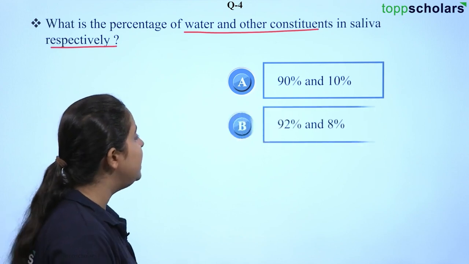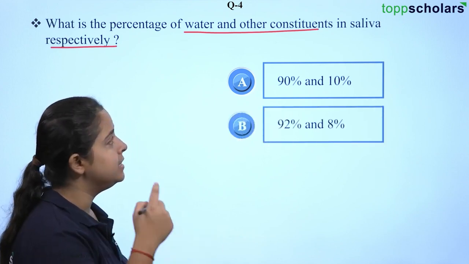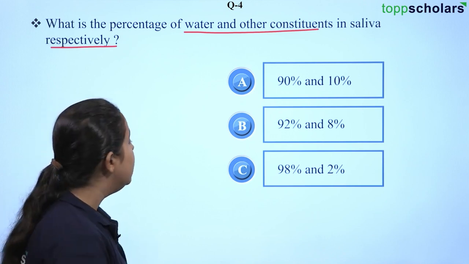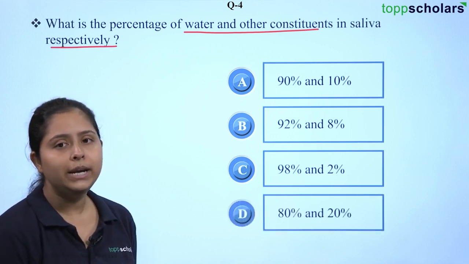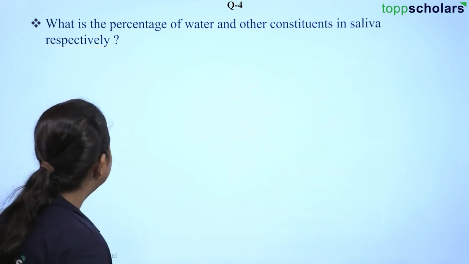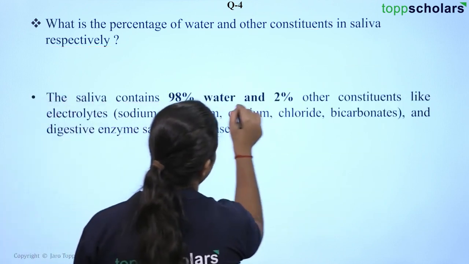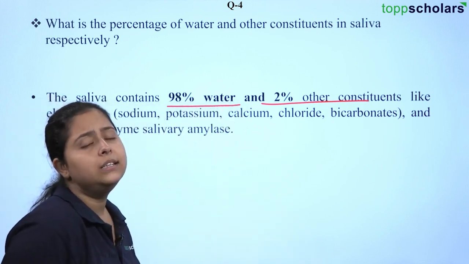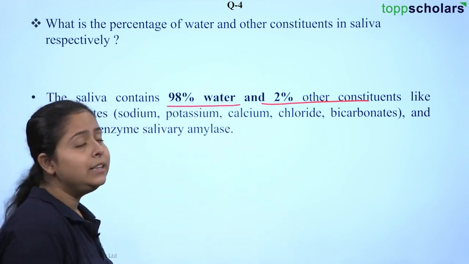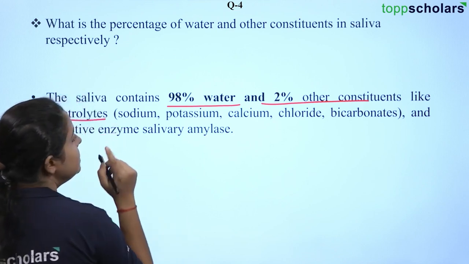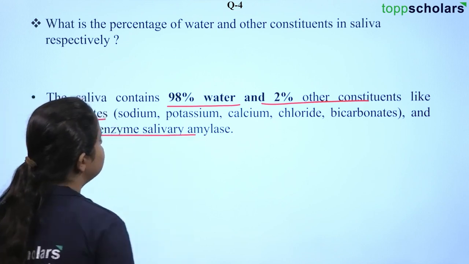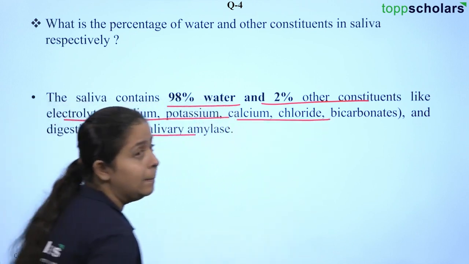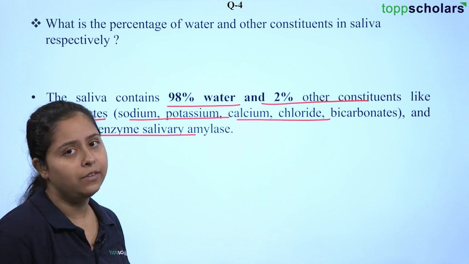Option B is 92% water and 8% other constituents. Option C, 98 and 2%. Last option D is 80 and 20%. So, the correct answer is 98% water along with 2% of other constituents. Now, what are these other constituents? These are basically the electrolytes, along with the digestive enzymes. Electrolytes such as sodium, potassium, calcium, chloride, and bicarbonates are present in saliva.